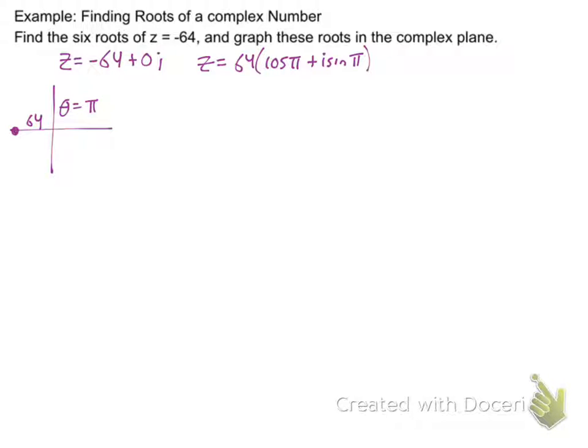But now we have to use the formula. I want you guys to write down the formula before you dive in. So the formula is w_k is equal to r to the 1 over n times cosine of theta plus 2k pi all over n, plus i sine, same thing. Just writing down the formula so that now I know I can use it.